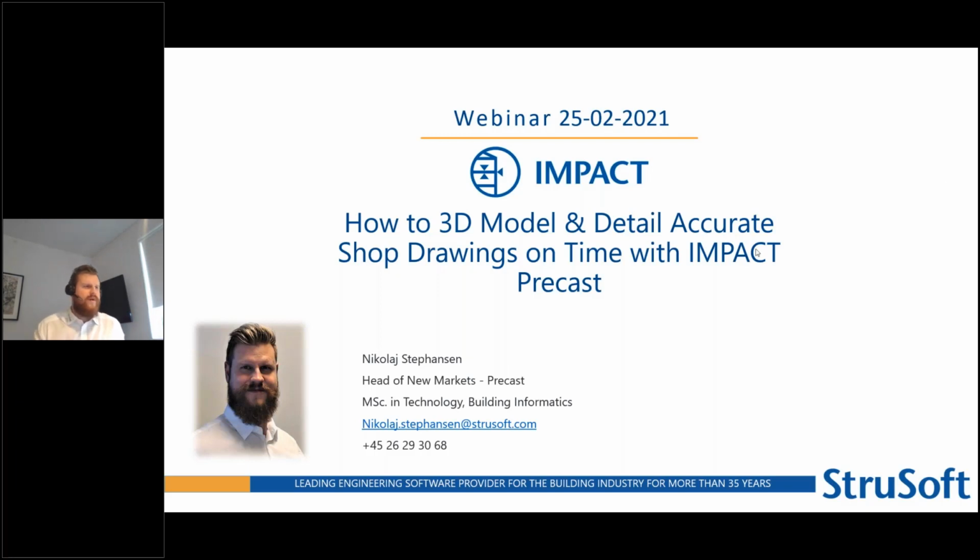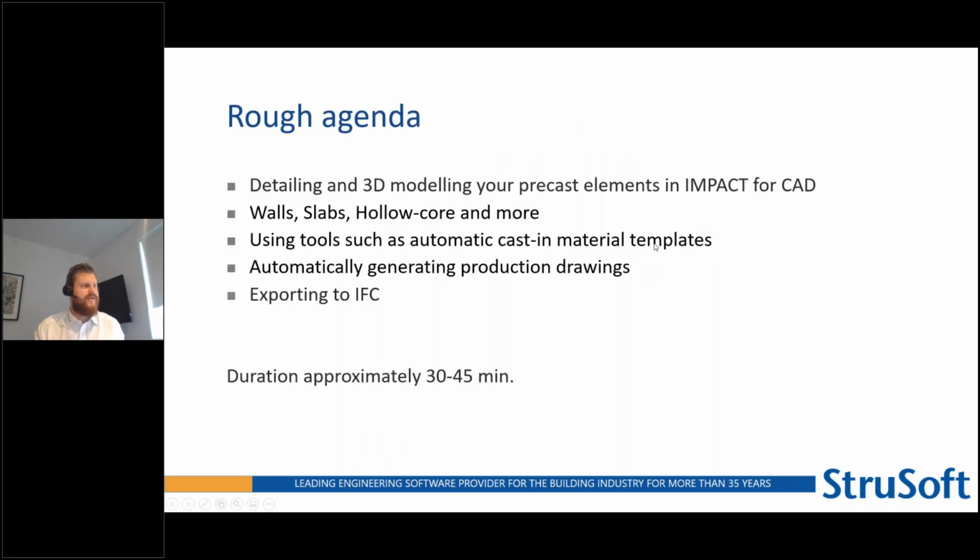So today's webinar, just jumping straight into it, we have a rough agenda here. The first thing we want to do is look a little bit on detailing and 3D modeling your precast elements in Impact for CAD. We're looking at some walls, sandwich wall panels, slabs, Holochord, and a few other elements. And I'm going to be showing you a couple of different tools to use inside the Impact Precast software, such as automatic casted material templates and some other tools, of course, for automatic generating production drawings.